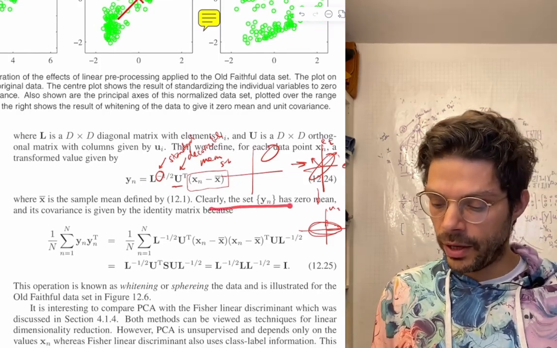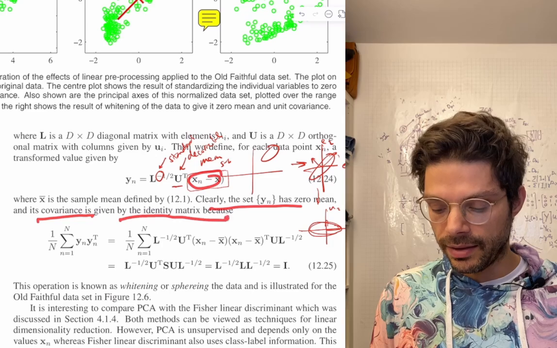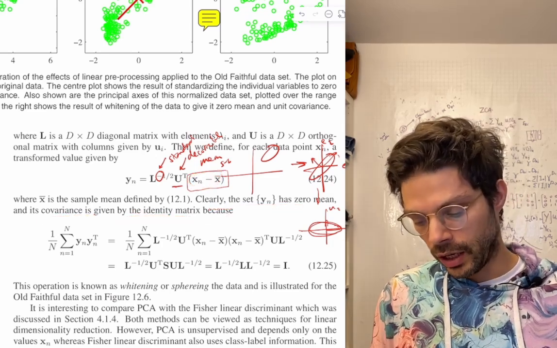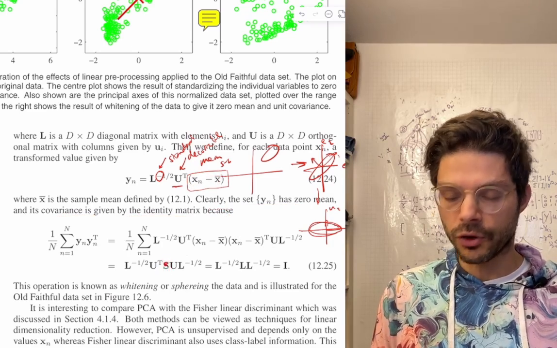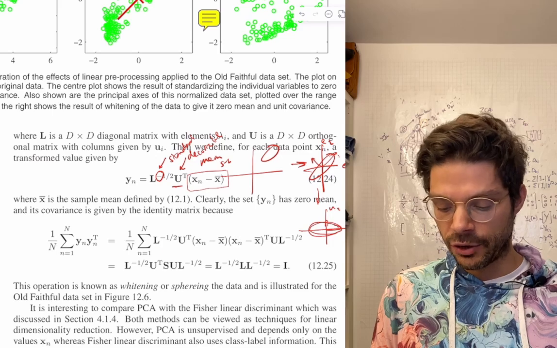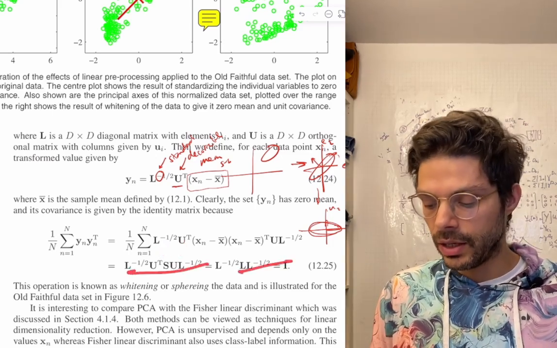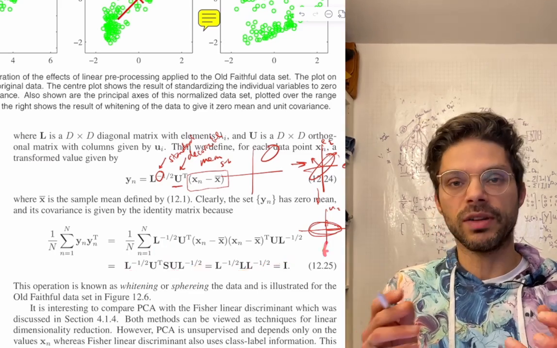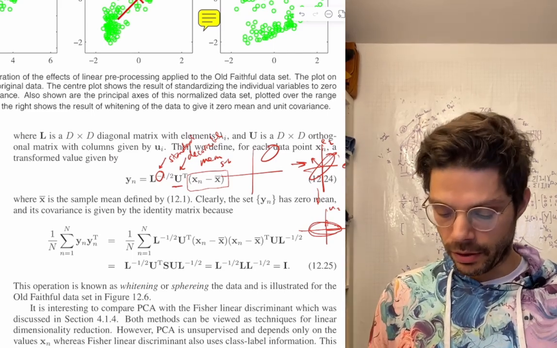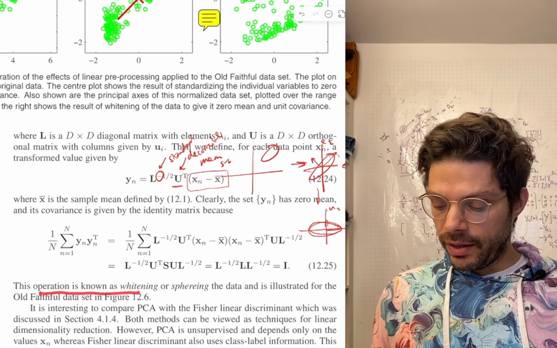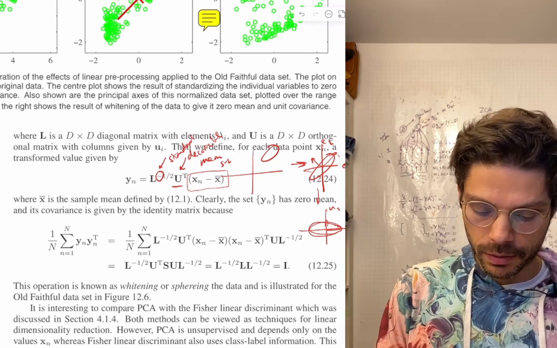So clearly the set y_n has zero mean because we subtracted the means, and its covariance is given by the identity matrix. You can actually work it out. Notice that we've got S in the middle, but if you unpack S, you'll see that it has U, L, U transpose. It's fun to cancel everything out. But you should be able to see from this multi-stage process that it's going to have identity covariance. This operation is known as whitening or sphering the data. Okay, so let's highlight these things.